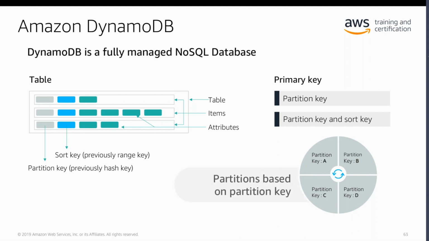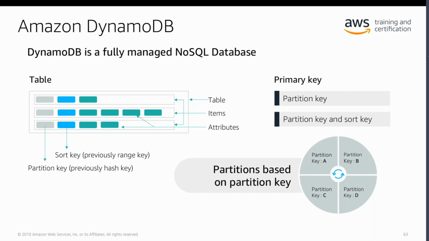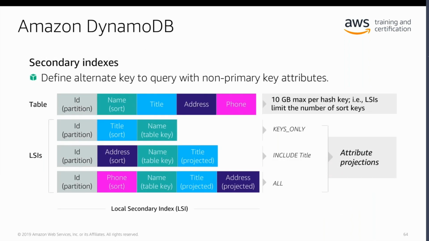And partitions are based on that particular key. So in DynamoDB, we require you to define a partition key, and then optionally, as I said, you can have a sort key. You can optionally create indexes in DynamoDB. They're called local secondary indexes. You can have up to 5 of those maximum, and you have to define local secondary indexes on your table during table creation time.